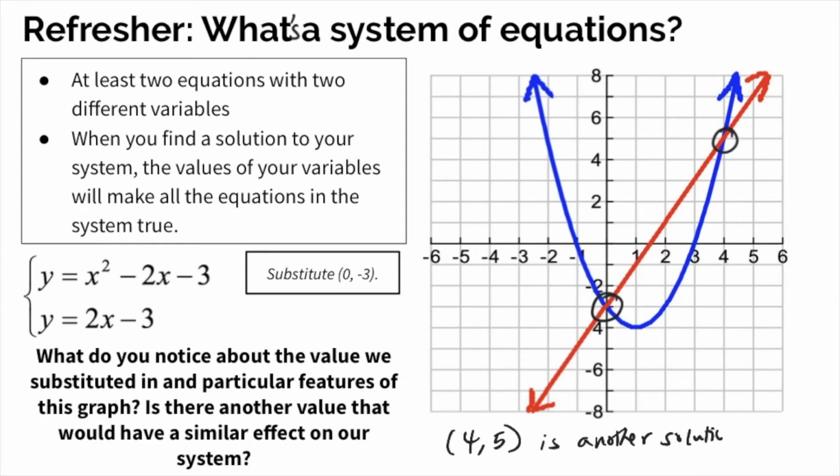solution. And the reason why we think that is because we notice that our first solution, our coordinate that made both of our equations true, happened at this intersection point 0, -3. So it makes sense that our next intersection point would also be our solution.